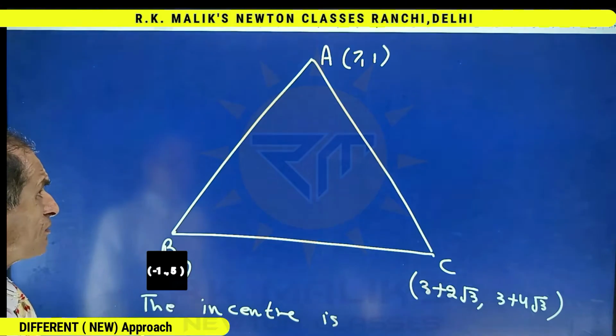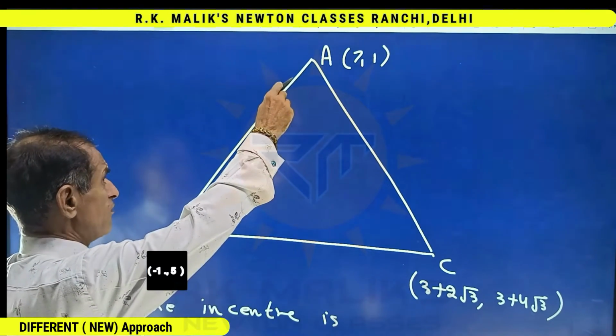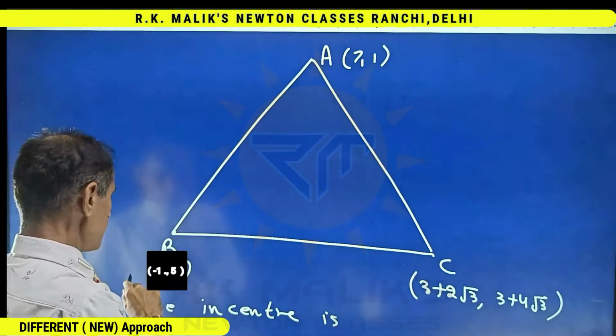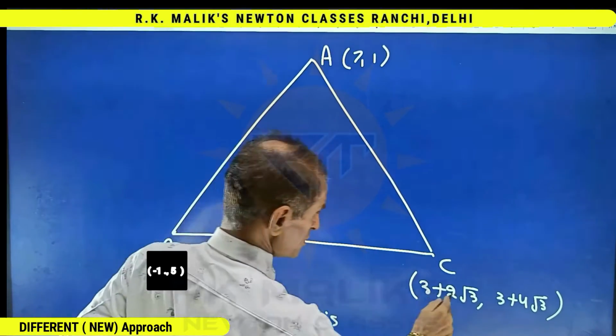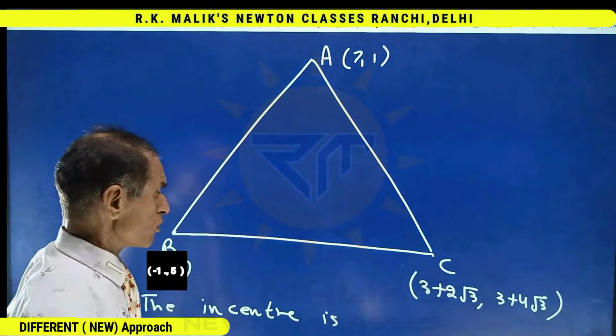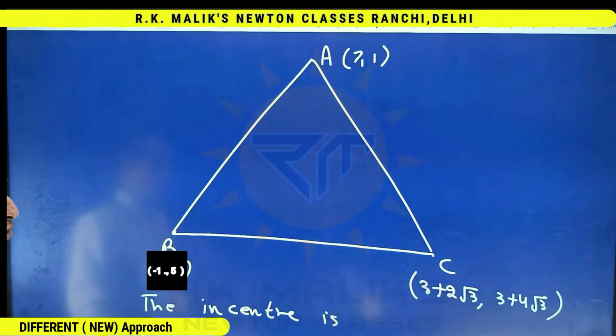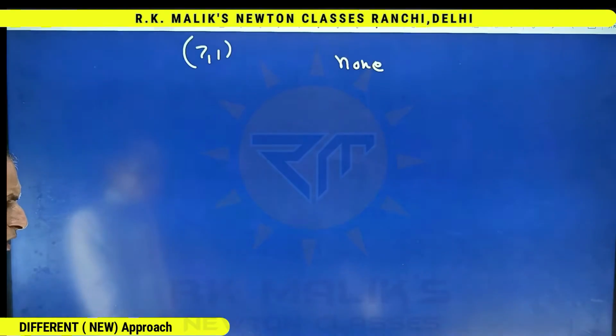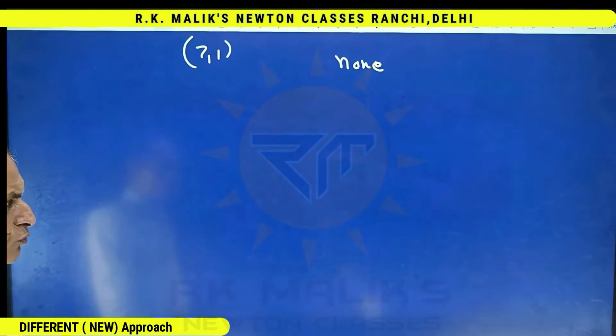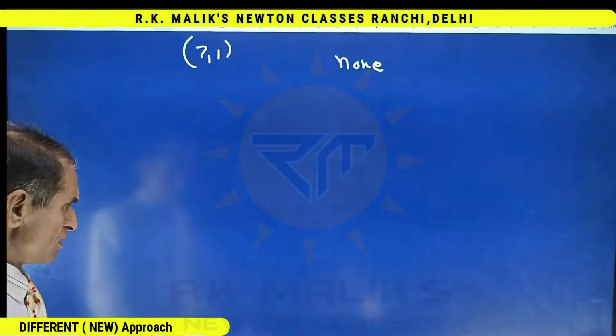In this question, it is given that there is a triangle having vertices at (7, 1), (-1, and this). You have to find the coordinates of the incenter of the triangle. Clearly, even if we use the formula for finding the coordinates of the incenter, it will be too lengthy to use the formula. To understand the concept I am going to use in this question, I will make you understand with the help of this thing.